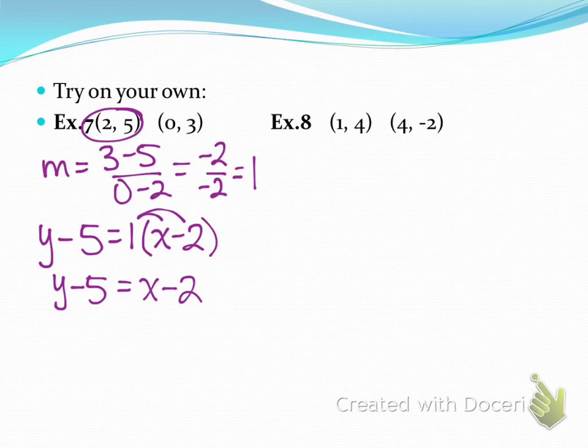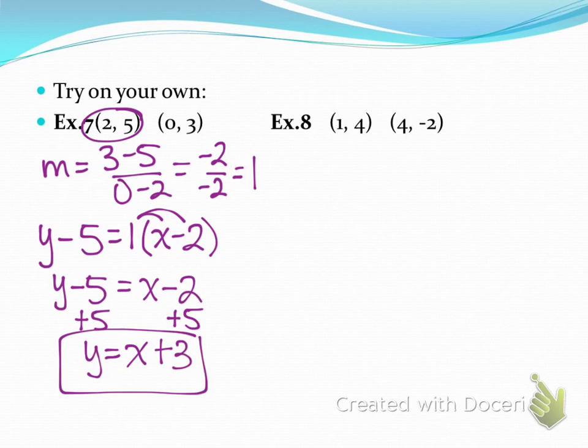Our last step is to get y by itself. Jaquan, how would I do that? Add 5 to both sides. So we get y equals x. What's negative 2 plus 5? Positive or negative 3? Positive 3, so we put plus 3.